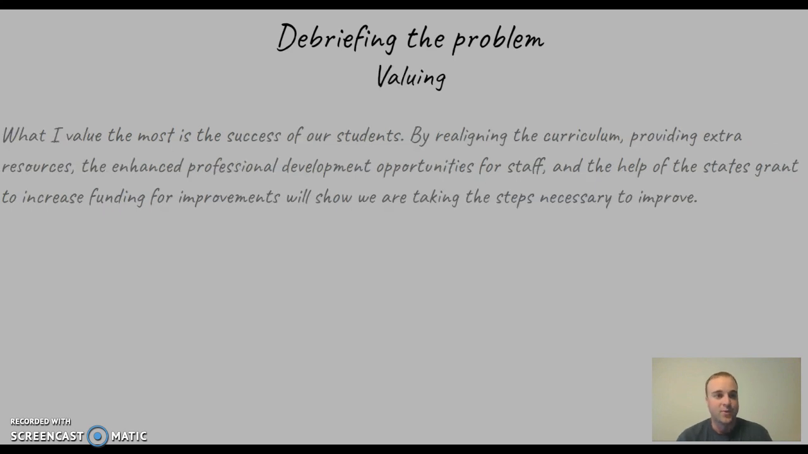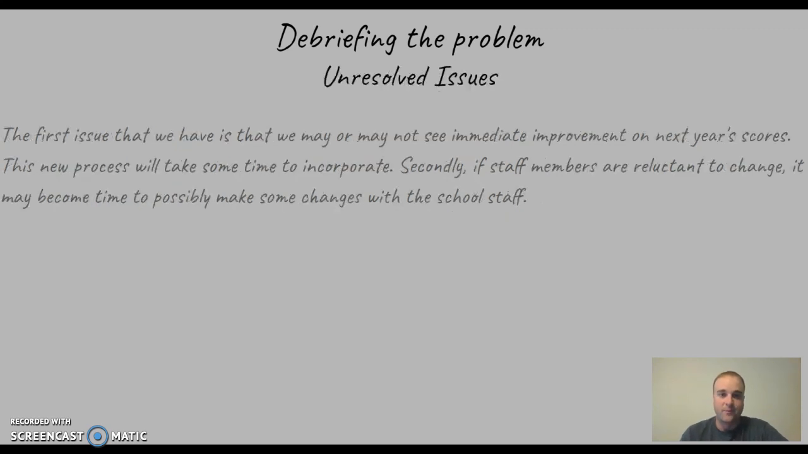My values. What I value the most is the success of our students inside the classroom and outside the school once they graduate, so that they are successful human beings. By realigning the curriculum, providing extra resources, enhanced professional development opportunities for staff, and the help of the state's grant to increase funding for improvements will show we are taking the steps necessary to improve.